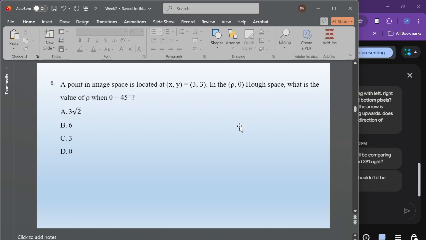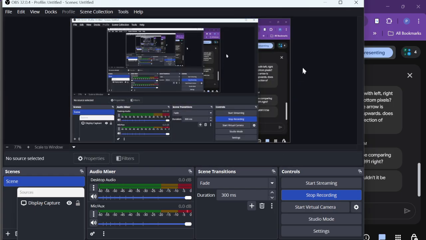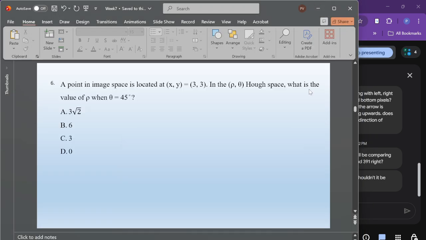Okay, so our next question is: a point in image space is located at x, y equal to 3, 3. In the rho theta Hough space, what is the value of rho when theta is 45 degrees? So how can we solve this problem? A point in image space is given, and the theta value is also given. Now we need to calculate the rho value in Hough space. So how can we calculate this one?